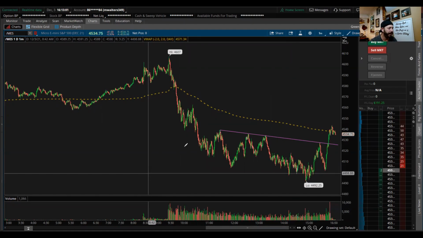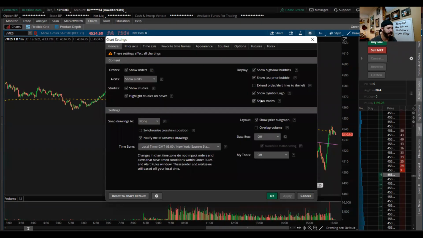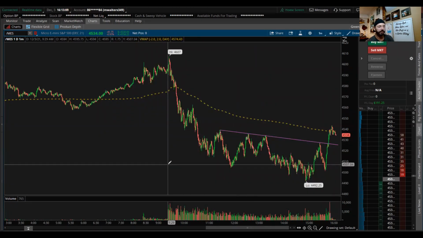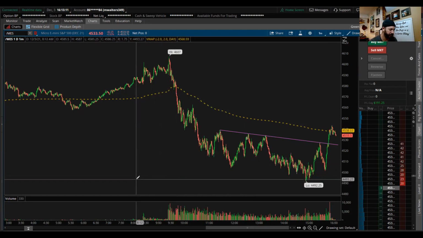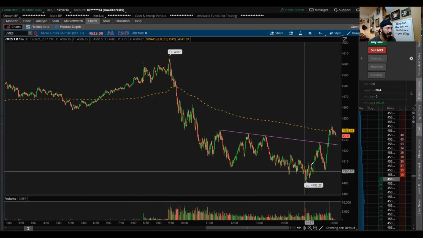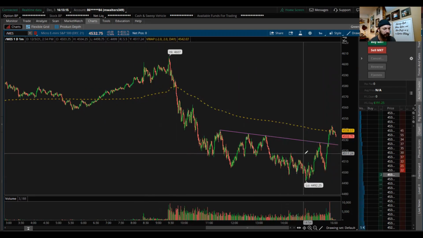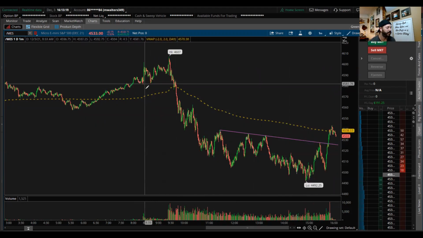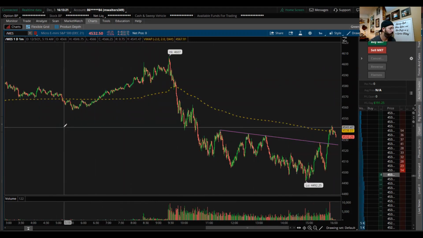Don't ask me why Thinkorswim is not allowing or not showing my trades. It was 2 seconds ago from my screenshot that I just did. But I know where I bought, where I sold, so I could just go over it with you guys right now. So to start the day off was right here.